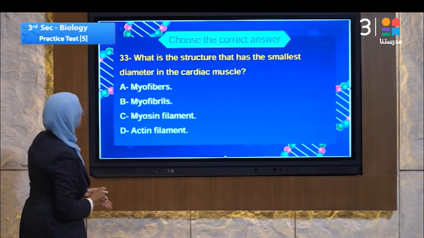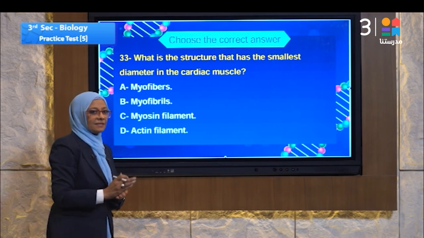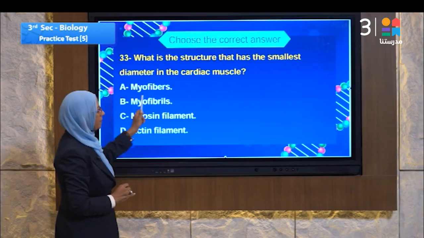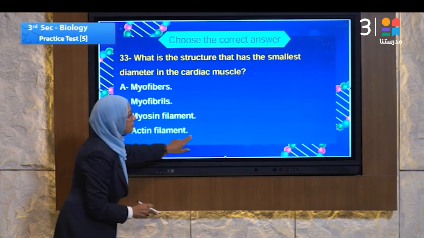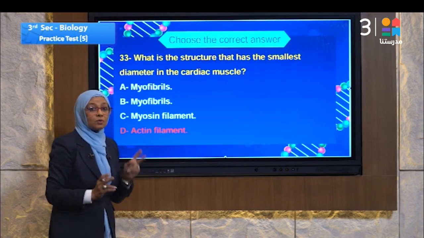Question 33 is about the muscles, biology again. What is the structure that has the smallest diameter in the cardiac muscles? What are the smallest structures of the muscles? First, myofibers, myofibrils, myosin filament or actin filaments. The smallest one must be actin filaments, with 2 marks.